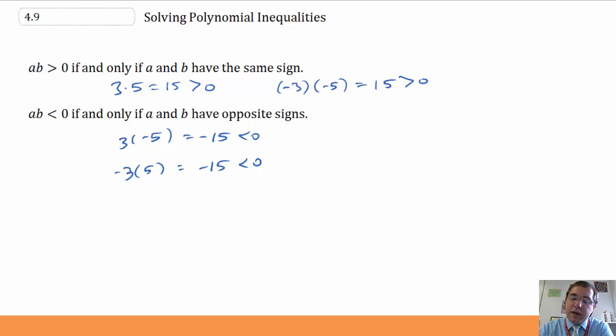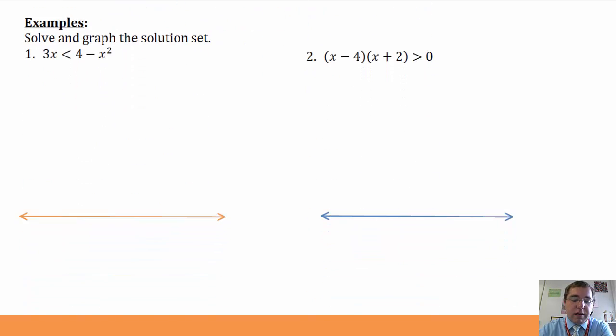So we're going to use those two ideas to solve polynomial inequalities, which means we need to get 0 on one side and a product of things on the other. So we need to factor the other side. So here's how we're going to do it. I need a 0 on one side, so I need everything else on the other side.